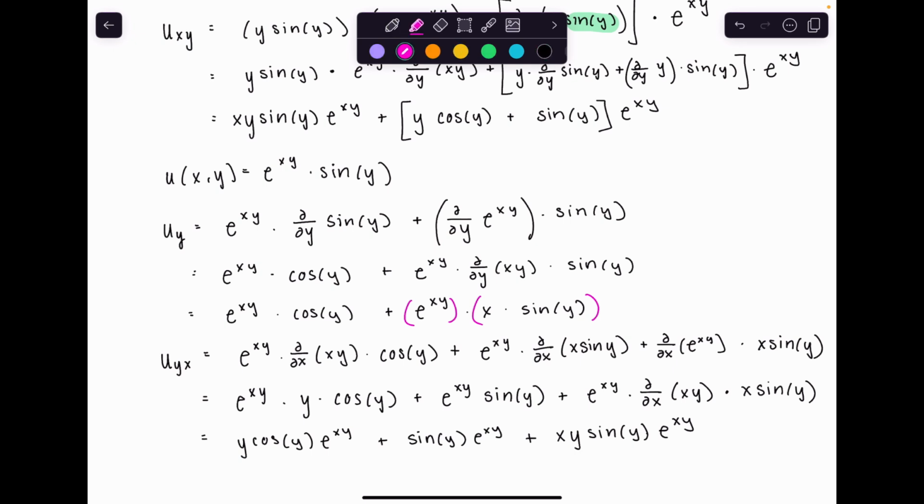So going through and comparing these, x, y, sine of y, e to the xy. We got that, looking good. This is y cosine of y times e to the xy. That's great, that's that piece. And then sine of y, e to the xy, is exactly this same piece here. So you can see the mixed partials are exactly the same.